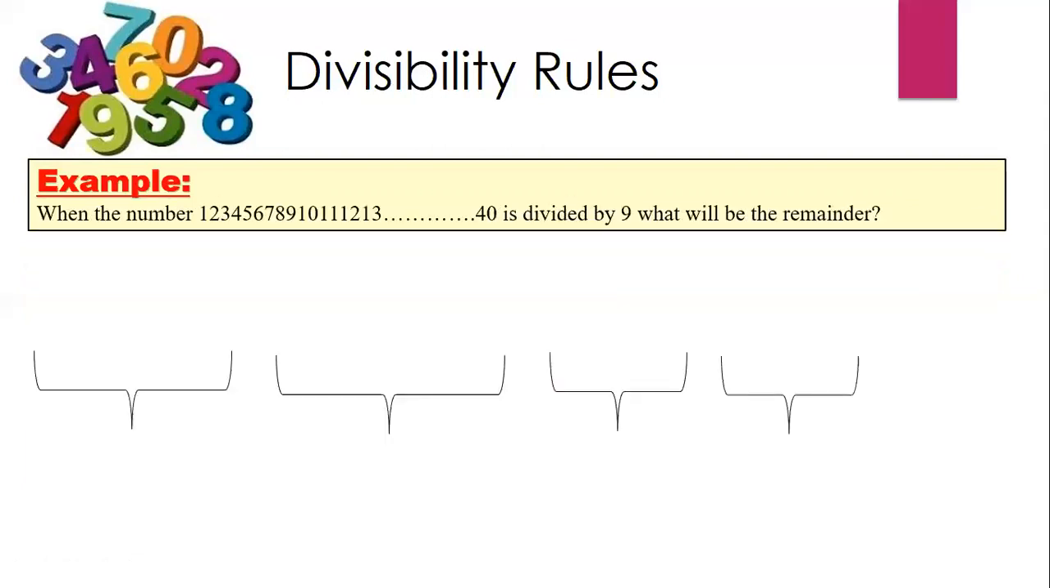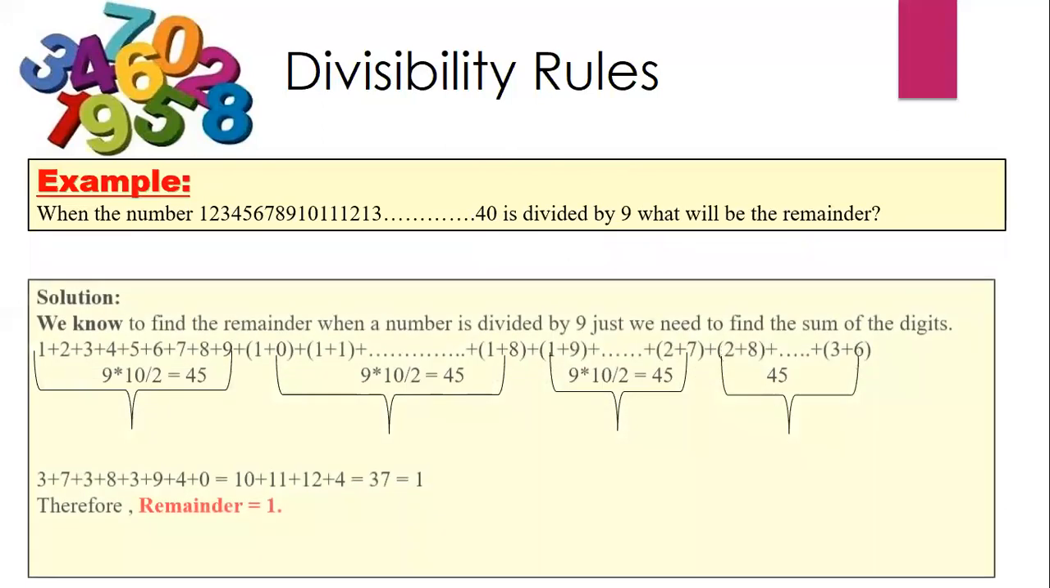Okay, next question. The number 1 2 3 4 5 6 7 8 till 40 is divided by 9. What will be the remainder? We know the same logic. In order to find out the remainder when that number is divided by 9, we just need to find out the sum of digits from 1 to 40. Again, there are many ways in which you can find out the sum. I'm going to use only one such way.